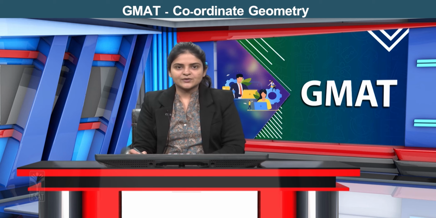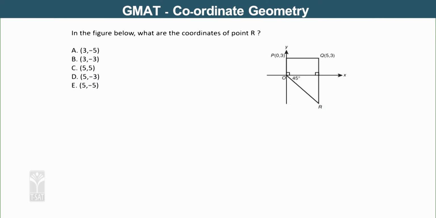Let us look at this next question now. In the figure below, what are the coordinates of point R? Okay, they are asking us what are the coordinates of point R. They have given that this is 90 degrees. So, in this triangle, let us name this point as S. In this triangle ORS, the angle OSR will be 90 degrees, because this is 90 degrees and this line is a straight line.